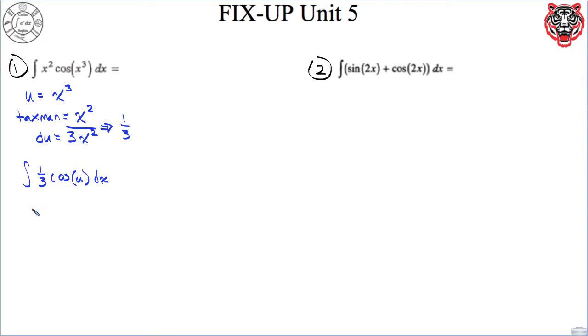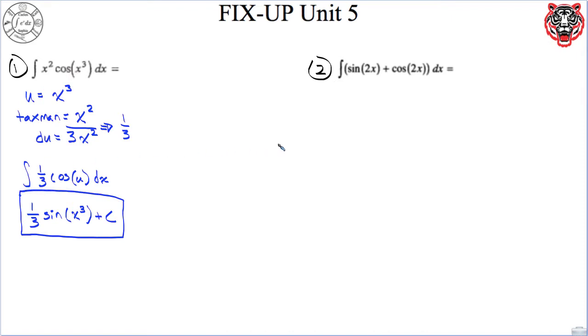So we're taking the antiderivative now. We have 1/3 sine of u. And I'm not going to write u here, I'm just going to skip that step. U is actually x cubed plus c. And that's our final answer.